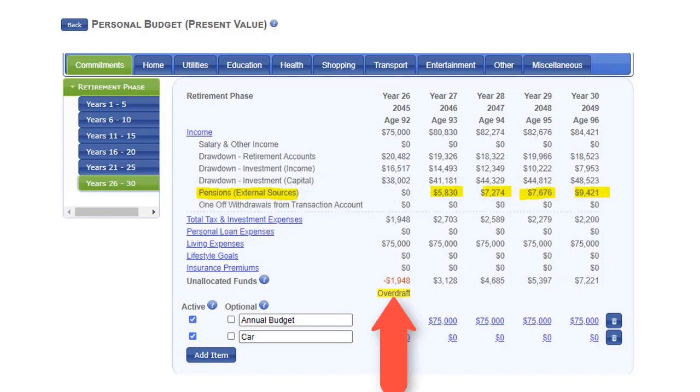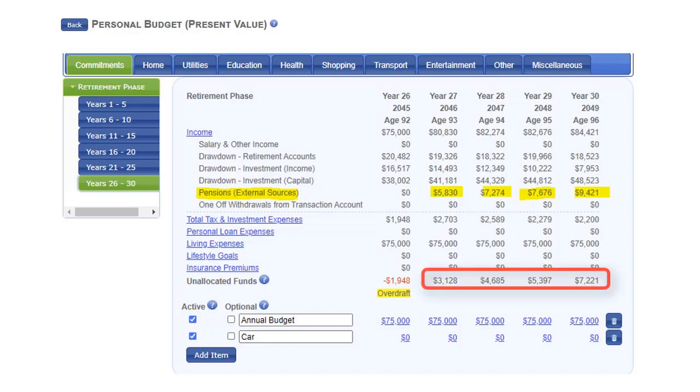Note that sometimes the unallocated funds is showing an overdraft. This means you do not have sufficient funds to meet your budget expenses. If they are only small amounts, as in this case, you could ignore and adjust your budget closer to the time. If the amount is large, then you should review your plan and ensure that you have a balanced budget.